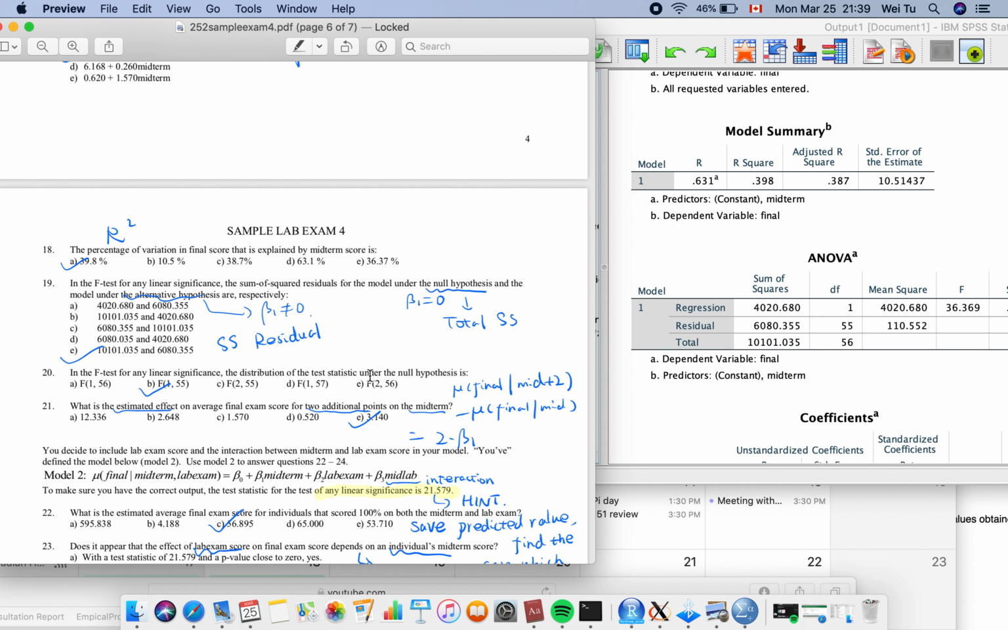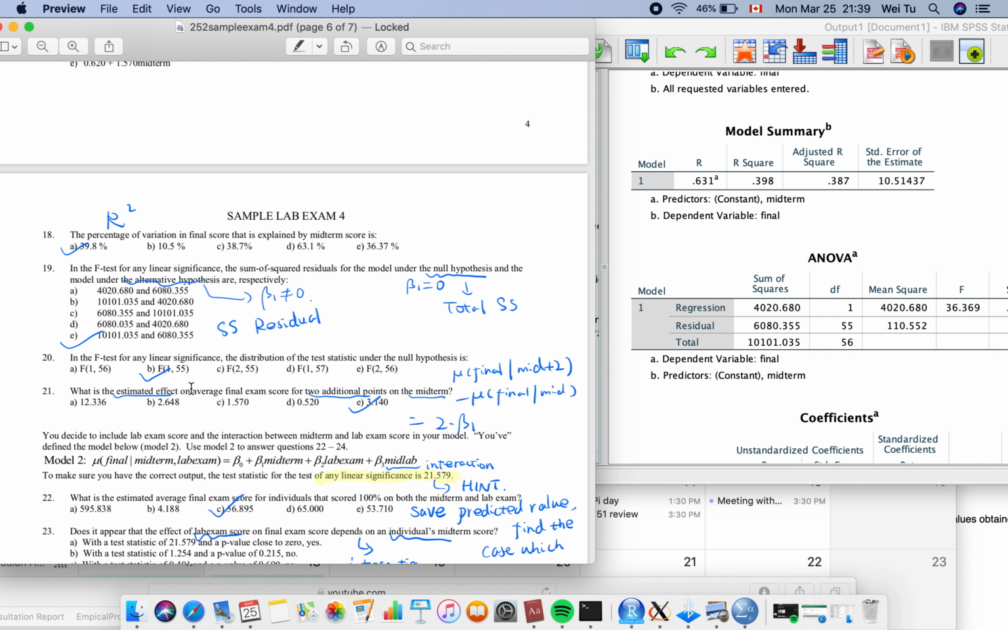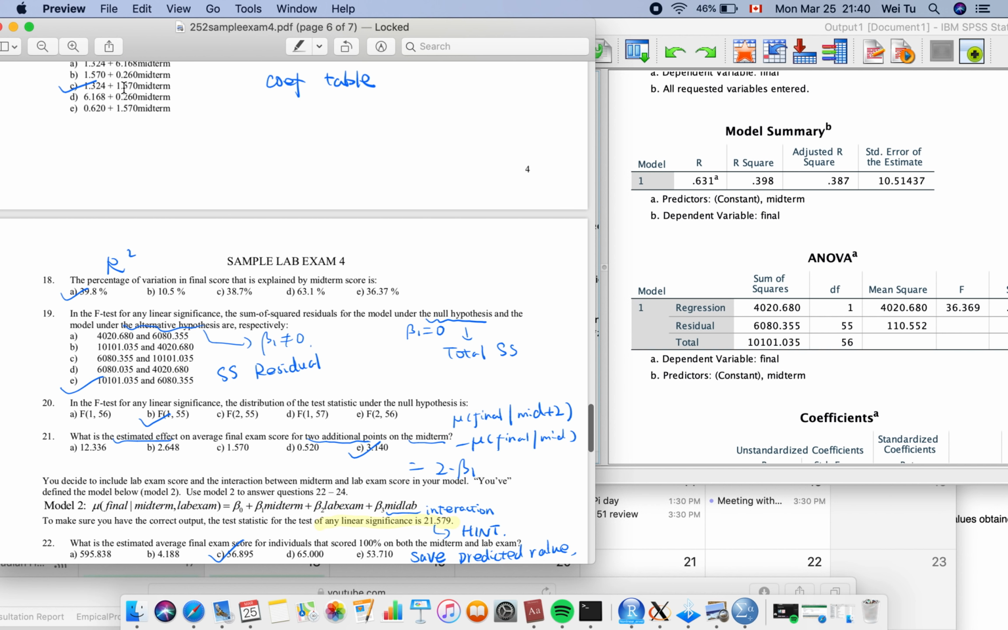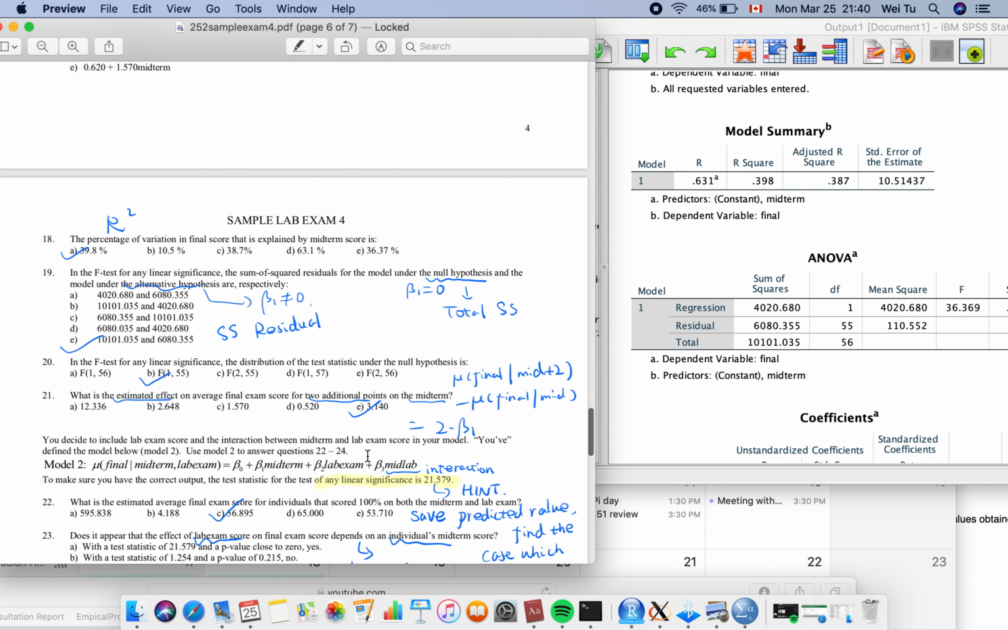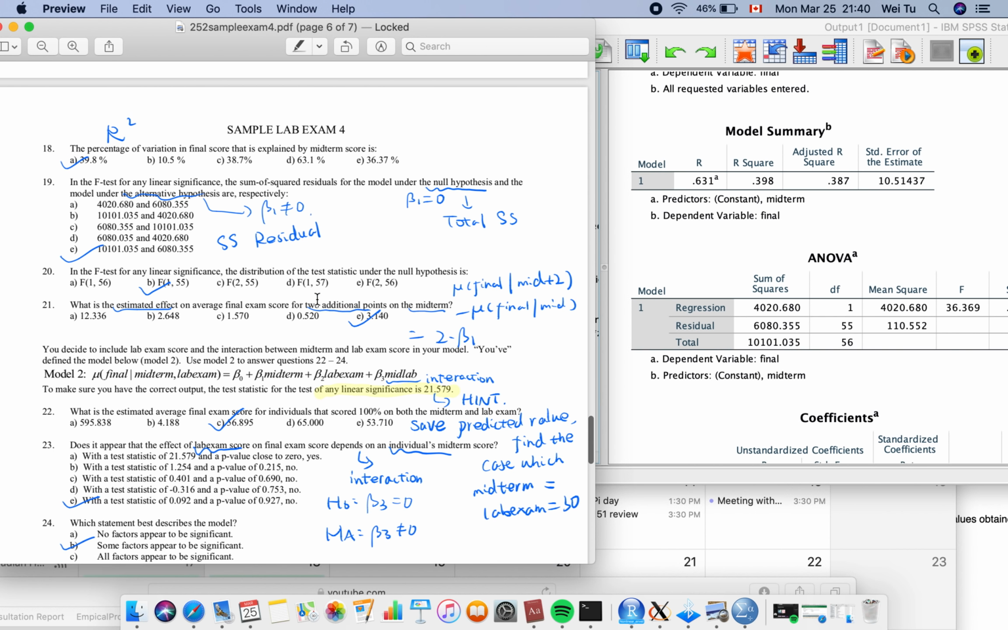20 asked for the distribution for testing the F test. So F test, degrees of freedom are these two numbers, 1 and 55. Okay. 21 asked for what's the effect of an additional 2 score on midterm. So additional 2 score on midterm, basically the difference is 2 beta 1. And beta 1 is 1.57. So that's 3.14. So these are pretty easy.